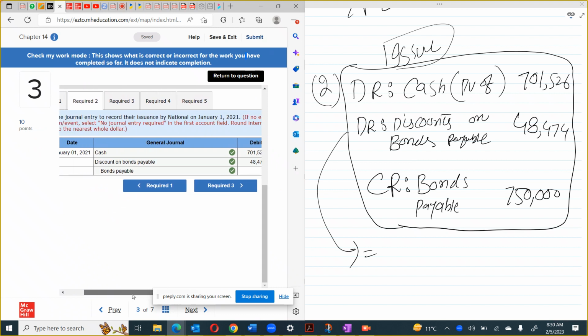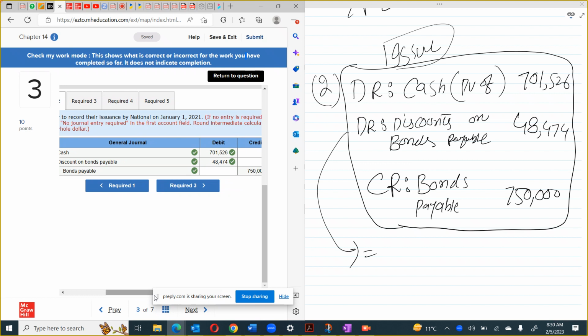So I have a question. I know I repeat this question, but for the cash, discount, and bonds payable, when do we put it in credit and when do we put it in debit? I know I already asked yesterday as well, but I forgot. Remember, this is the issuance entry.